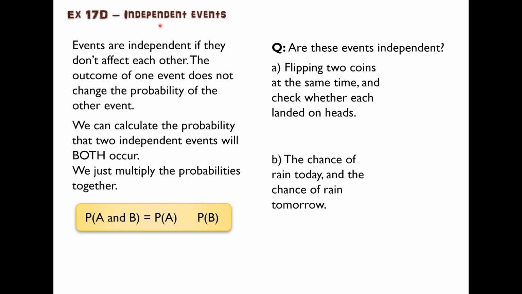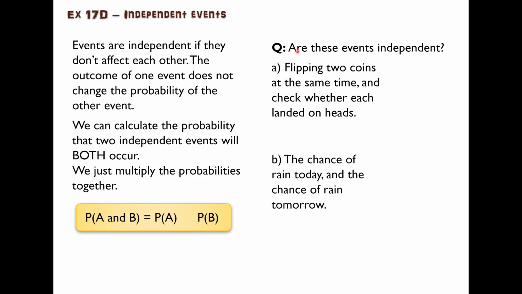In this video, we are learning about independent events. We say that events are independent if they don't affect each other. So the outcome of one event does not change the probability of the other event. Let's give some examples here.